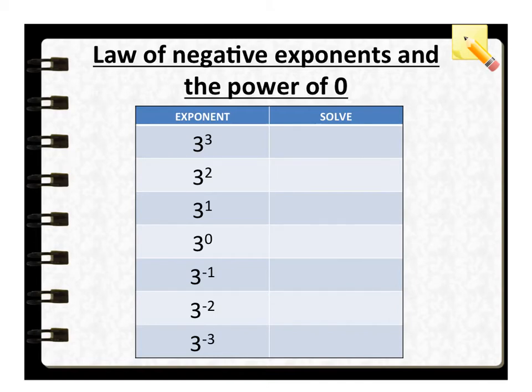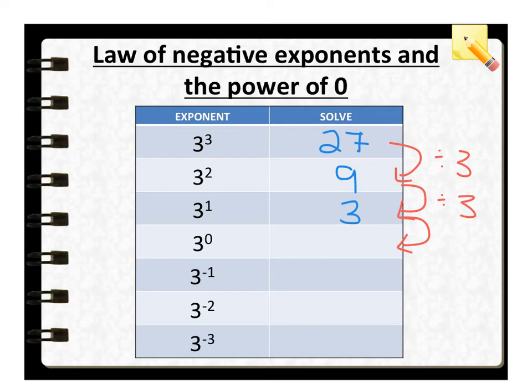3 to the third power is 3 times 3 times 3, which is 27. 3 squared is 3 times 3, that's 9. 3 to the first is just 3. Now if we look at this pattern, each time we're dividing by 3. So 27 divided by 3 gives us 9. 9 divided by 3 gives us 3. So we're going to assume that we keep this pattern going. 3 divided by 3 gives us 1. So 3 to the 0th power is equal to 1.